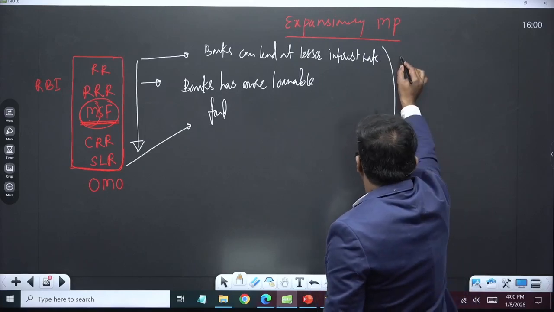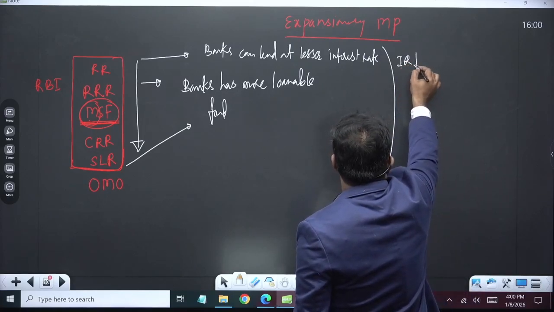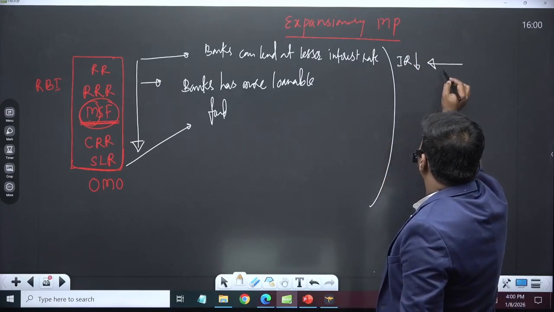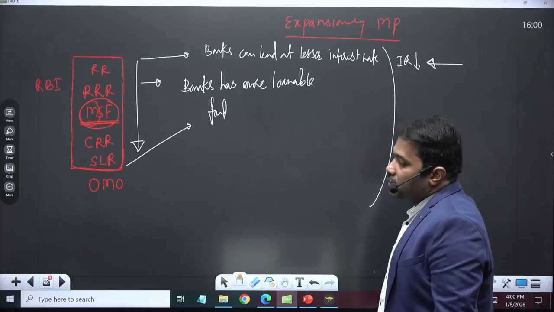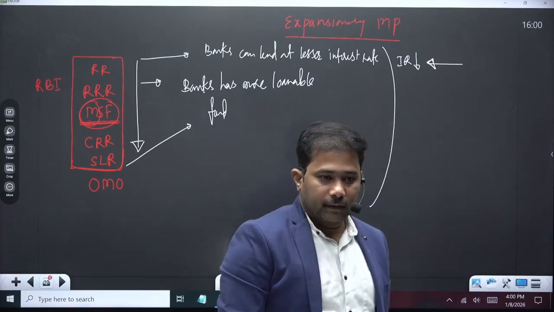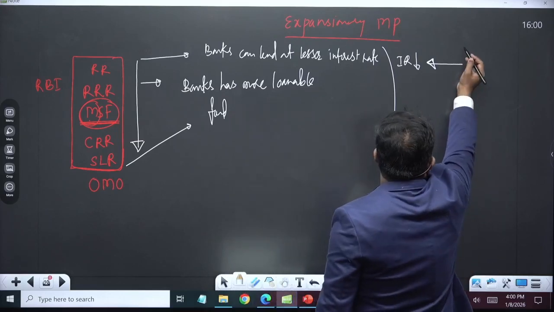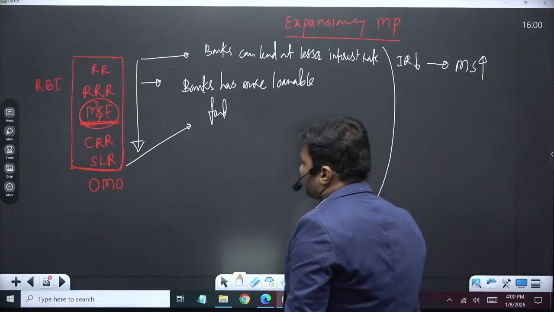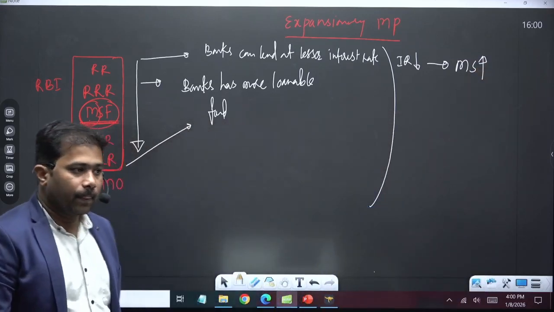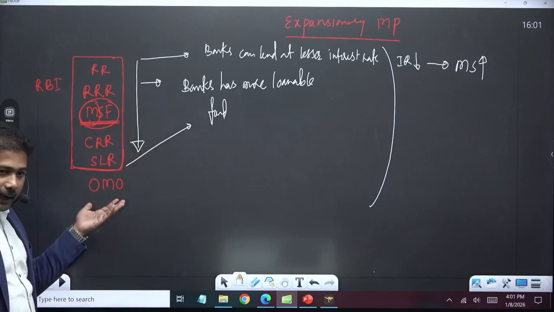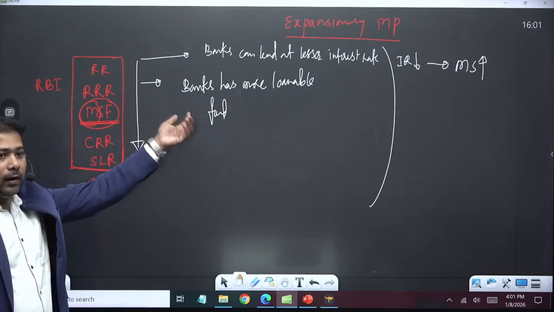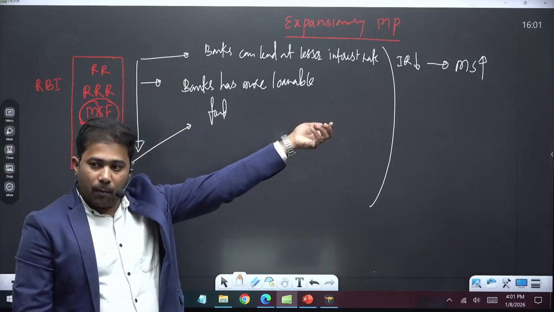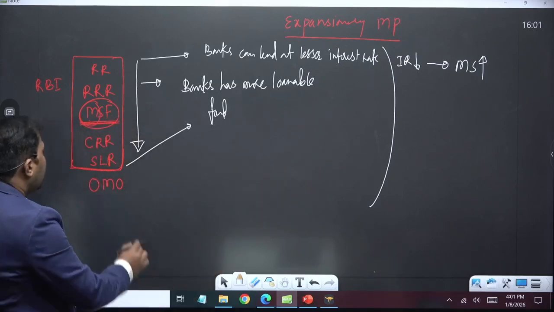to the customers. When the interest rate is decreasing, customers are likely to take loans from the banks, so money supply will increase. When they reduce the reserve, they get more loanable fund. When they reduce the repo rate, then banks can lend the amount at a lesser interest rate.